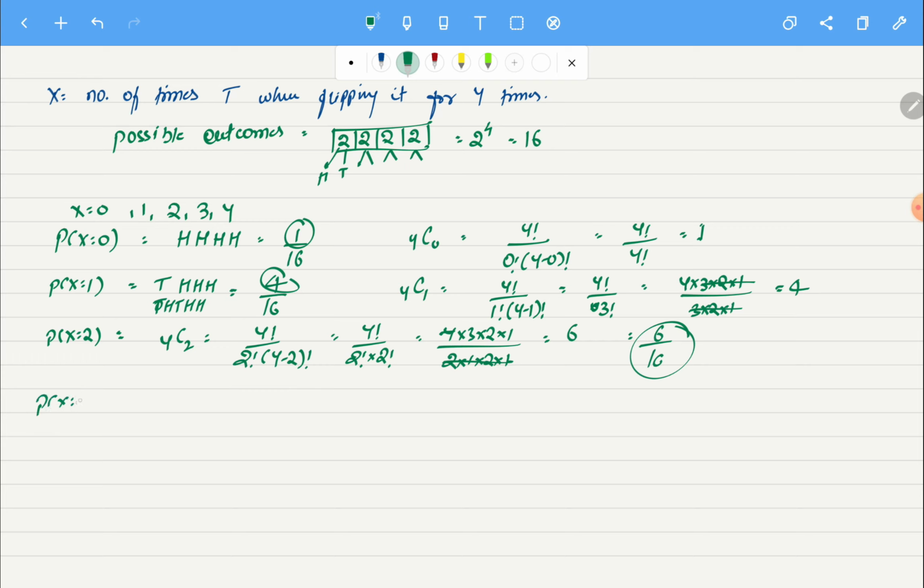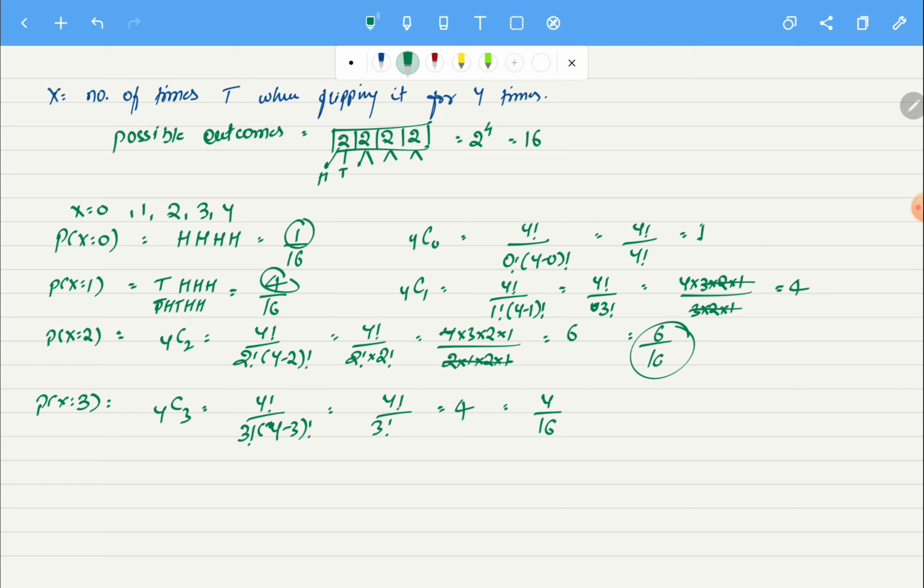Now we will have x equals 3. This will be 4C3. You can either pause the video and calculate the others as well, and you can also match if you are getting it correct or not, but I will calculate it here for you so that you can match your values. 3 factorial, so 4 minus 3 whole factorial. So now we will have 4 factorial divided by 3 factorial, which is the same as this one, 4. So this will be 4 by 16.